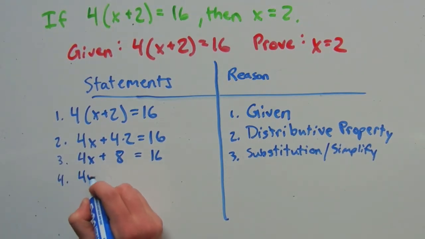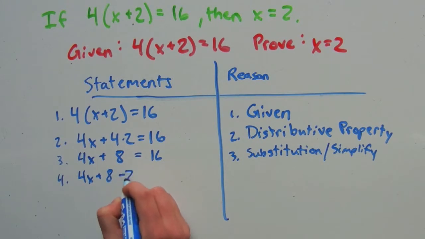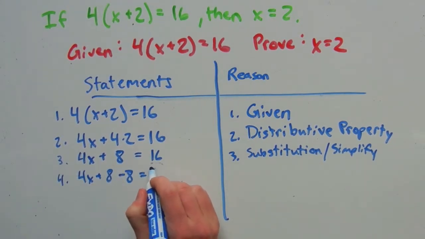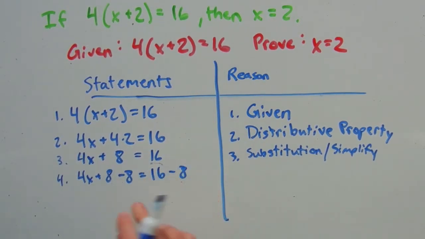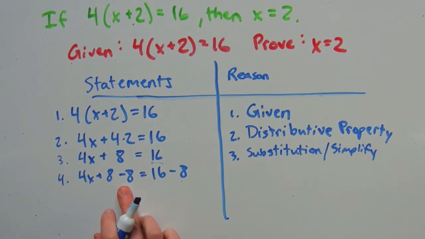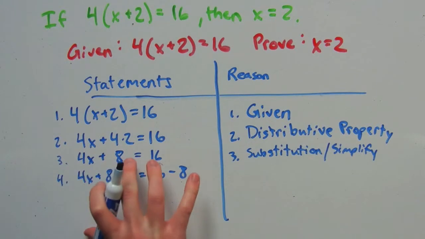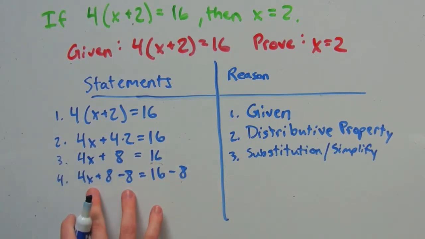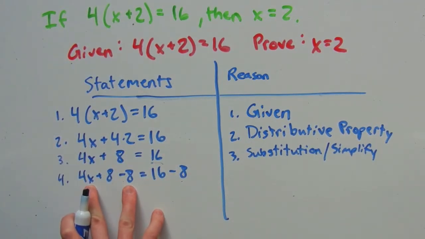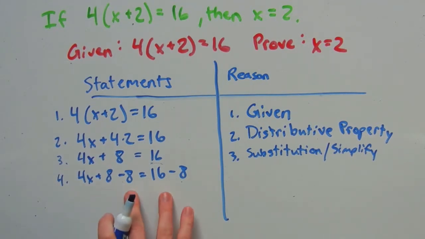Now, if we have 4x plus 8 equals 16, our next step is to get rid of that 8. So we're going to do 4x plus 8 minus 8 equals 16 minus 8. And that's saying that since 4x plus 8 is equal to 16, I am adding or subtracting that same value from both sides. So this is going to be the subtraction property.